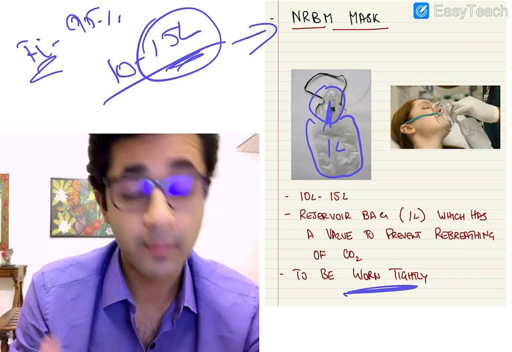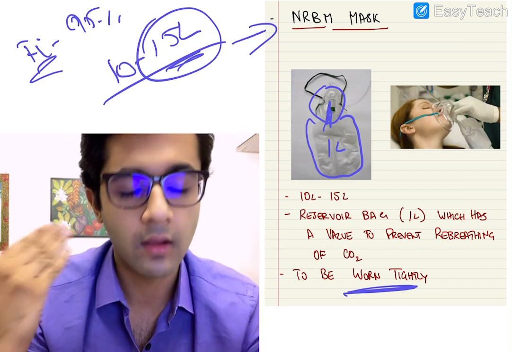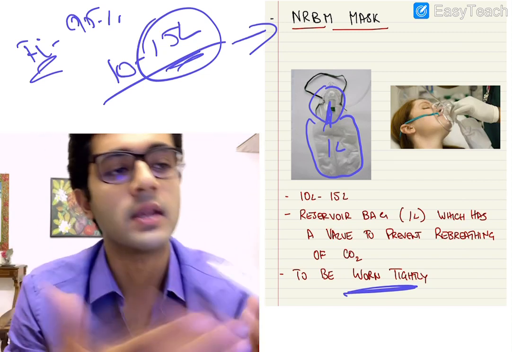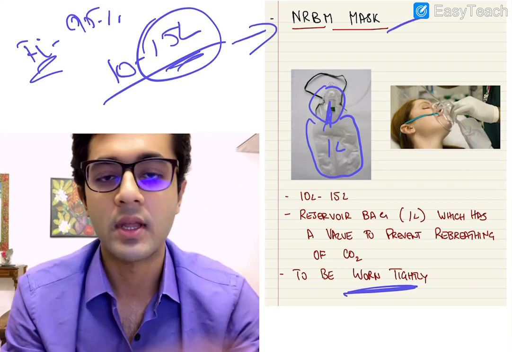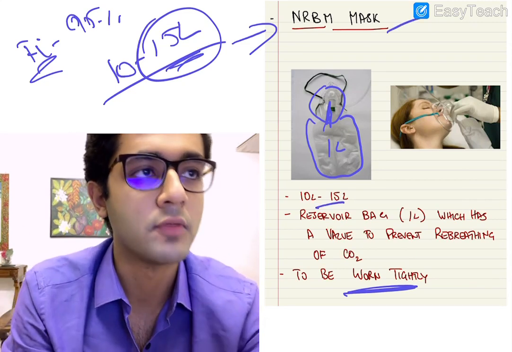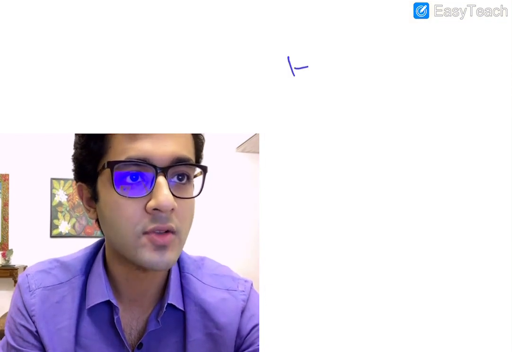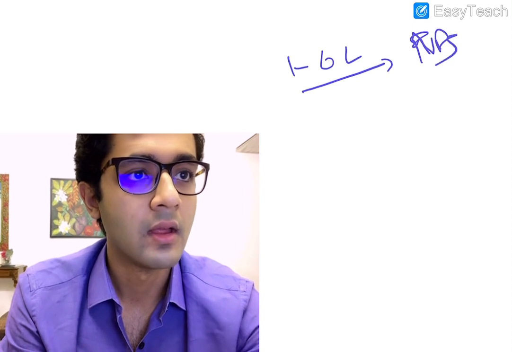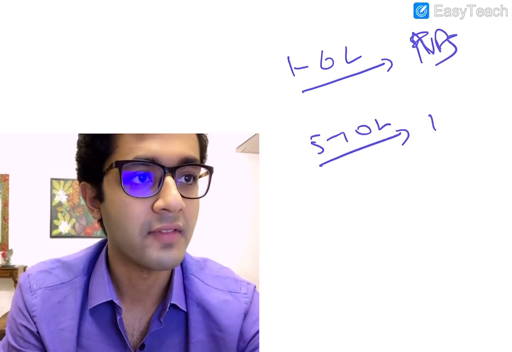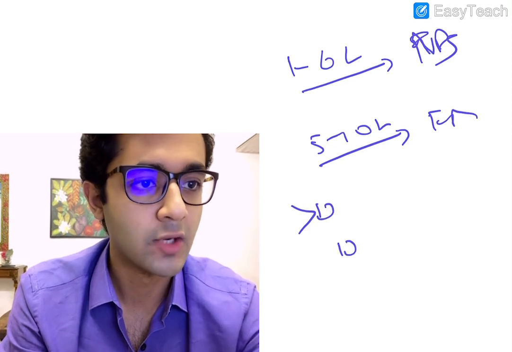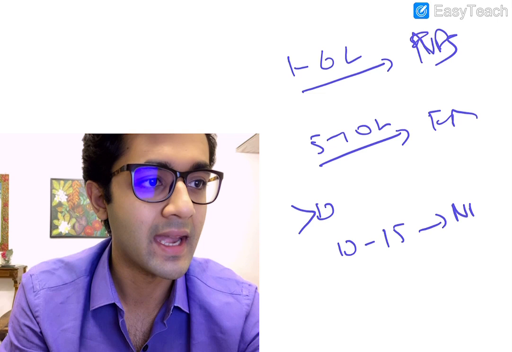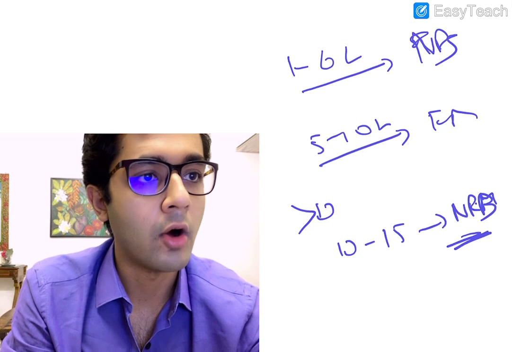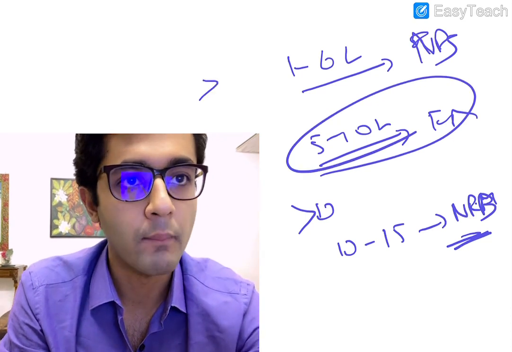NRBM with proning is the best option available when a ventilator, NIV or HFNO is not available in your hospital. So NRBM with proning is super effective, again at 10 to 15 liters. To recap, 1 to 6 liters you can give using a nasal cannula. 5 to 10 liters you can use a face mask, and if you're going above 10 liters, that is 10 to 15 liters, you can deliver it using an NRBM or non-rebreathing mask, which is a mask with a reservoir bag. Remember, when you're using the face mask, never go below 4 liters per minute.